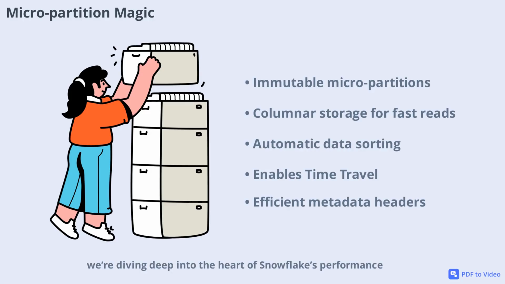Today we're diving deep into the heart of Snowflake's performance, the micro-partition architecture. Imagine your data not as one massive block but as thousands of tiny immutable columnar blocks, each called a micro-partition. Every time you load data, Snowflake automatically sorts and organizes it into these micro-partitions, each holding between 50 and 500 MB of uncompressed data. This columnar layout means only the columns you actually query are read from disk, slashing unnecessary I/O.